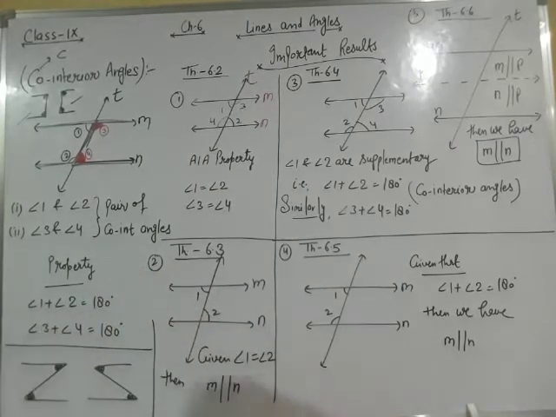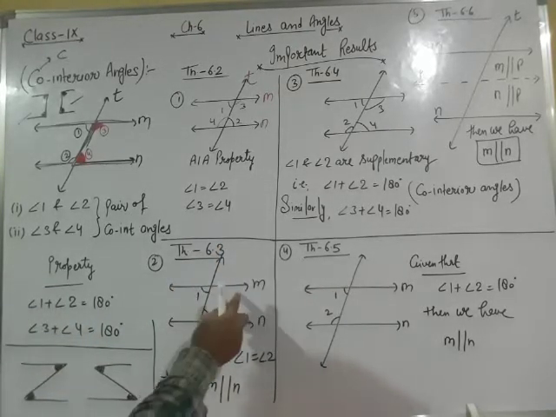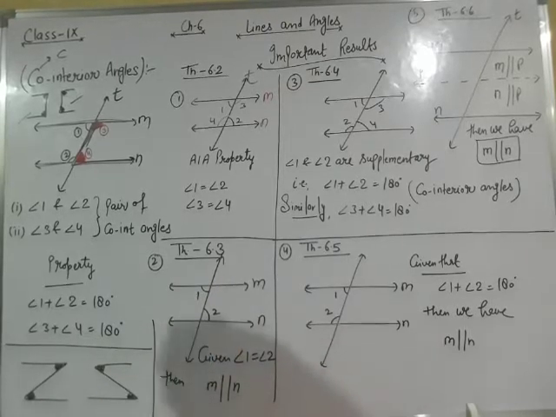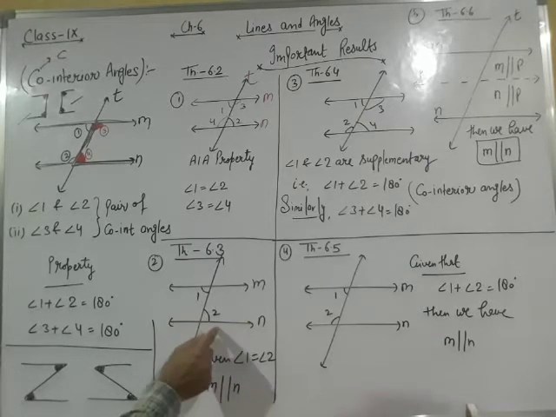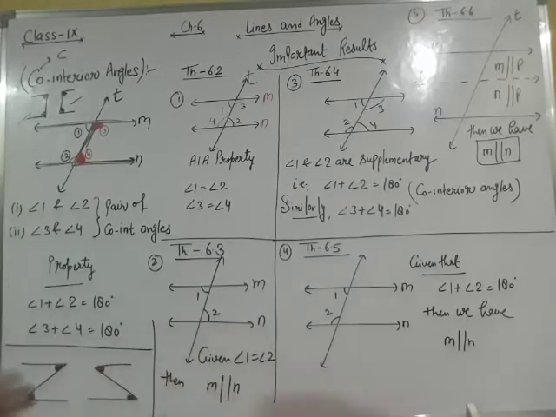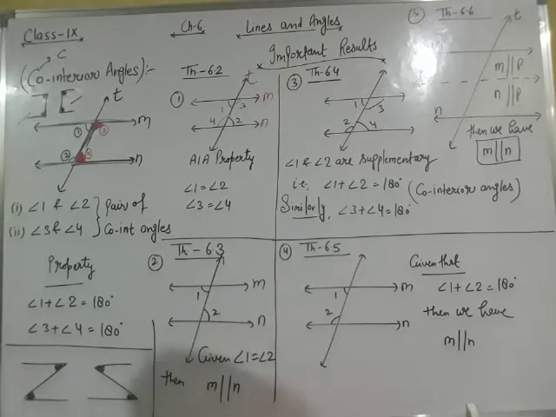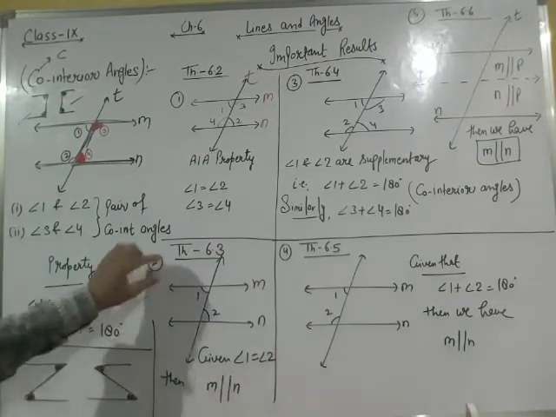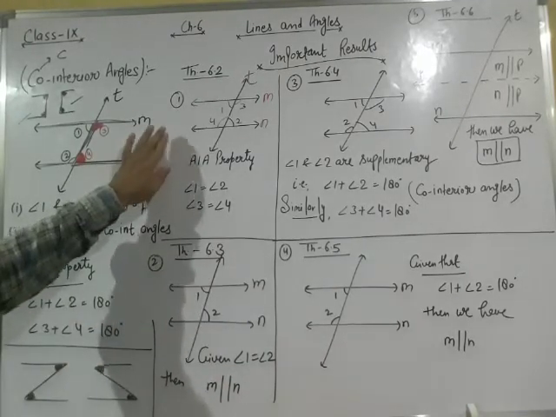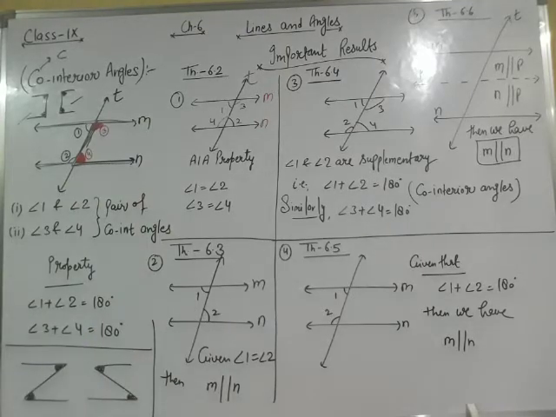Theorem 6.3. According to theorem 6.3, if a transversal intersects two lines, line M and line N, such that a pair of alternate interior angles is equal. A pair of alternate interior angles is equal. It is given that angle 1 is equal to angle 2. If alternate interior angles are equal, then we can say the two lines M and N are parallel to each other. Theorem 6.3 is just the opposite of theorem 6.2.